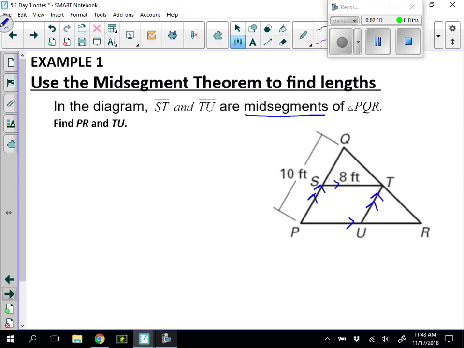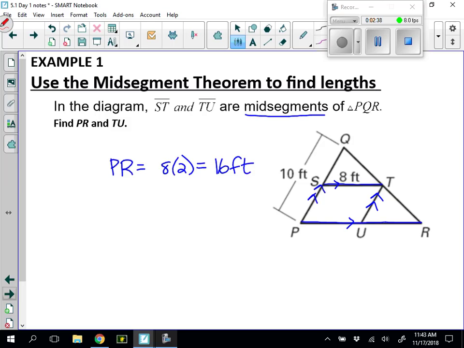The other thing is the length comparison. I'm trying to find the length of PR. If I take a look, PR is right here. It is going to be compared to ST. If I know that ST is 8, I can take 8 and double it to get 16. So PR is going to be 16 units long.